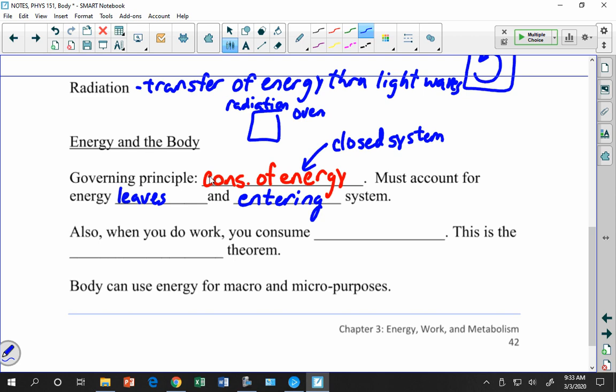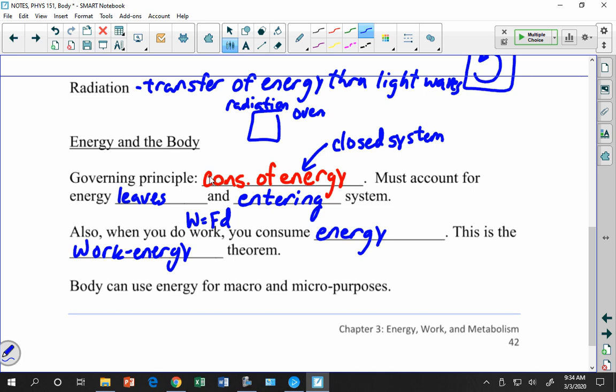So when you do work, you consume energy. And remember, when we're talking about work, we're talking about this work is equal to a force times a displacement. So anytime I apply a force over a certain displacement that requires a certain amount of work, then that consumes energy. And that's just an application of the work energy theorem, that if I do work, I consume energy or require energy.